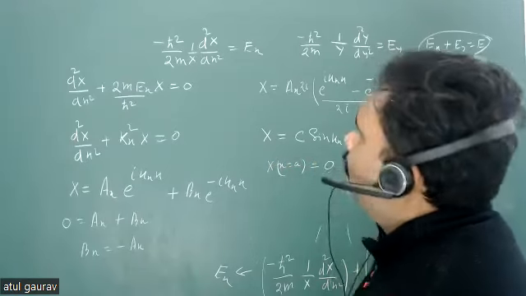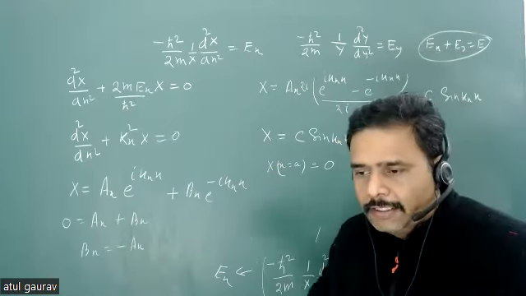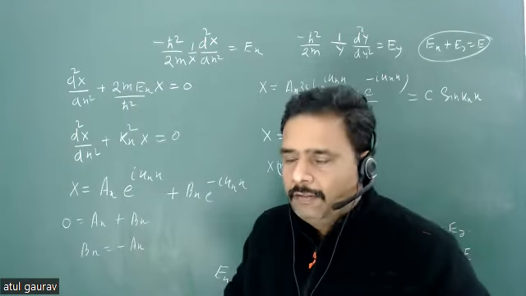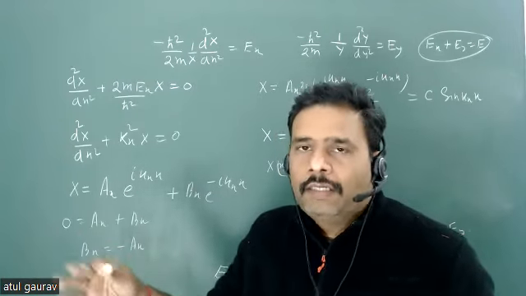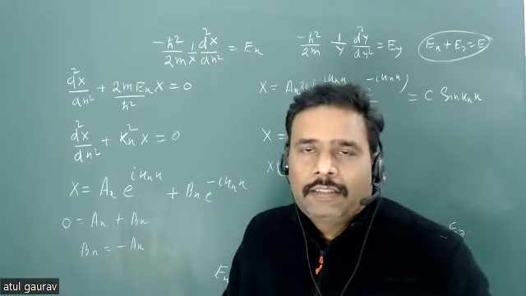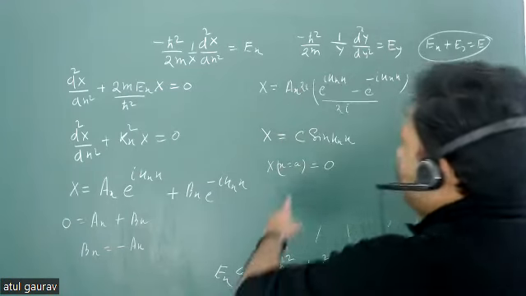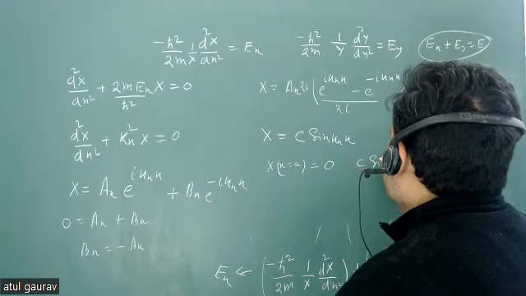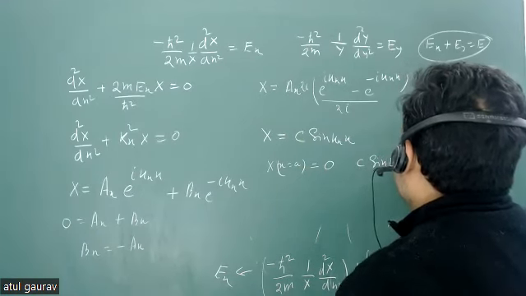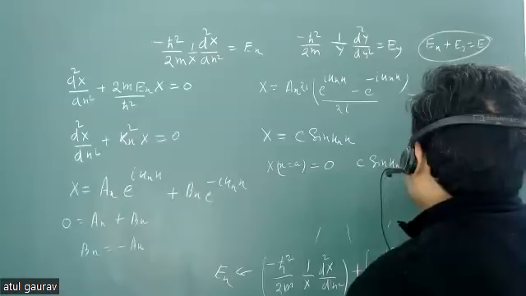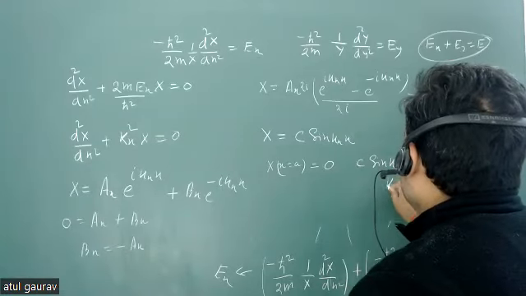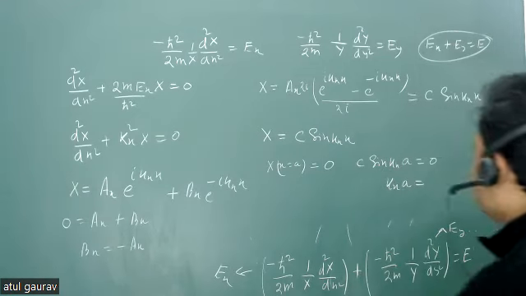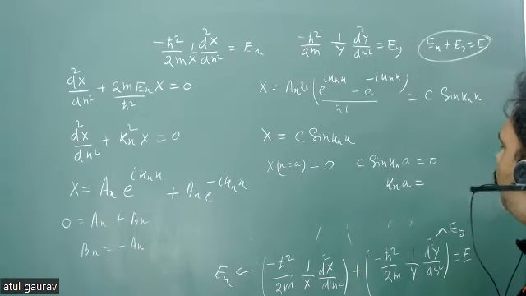This must also vanish because your particle is confined between x equal to 0 and a, and everywhere other than this the wave function vanishes. So we have ψ(a) equal to 0. So we have C sin(kx a) must be equal to 0, and you get exactly the same quantization rule as in the one-dimensional box.